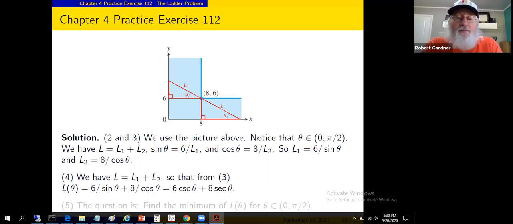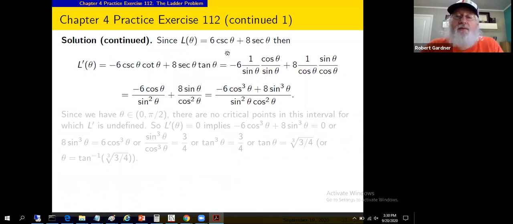All right. Then the question has become, minimize. Remember, we were minimizing to find the longest length ladder that would go around the hallway. We're minimizing L of theta, and as we discussed, we want theta to be between 0 and pi halves. Ooh, I don't get to include the endpoints. All right.